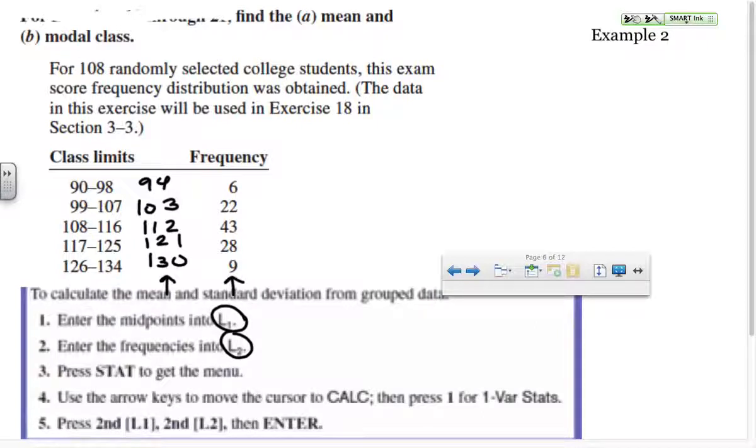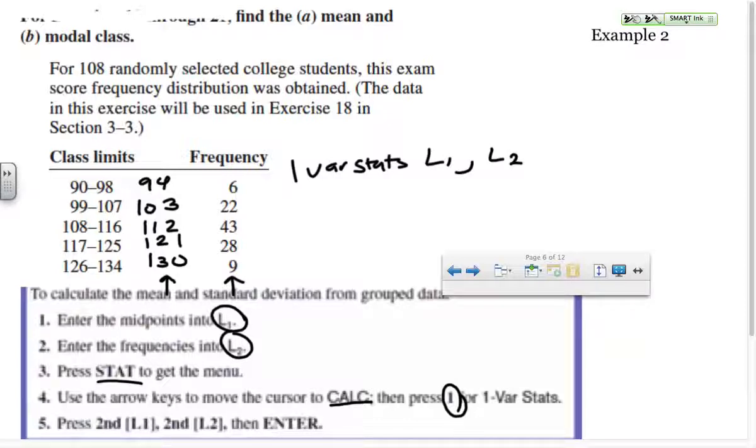Okay. Then you're going to push the stat button again. Then you're going to go over to calc, and hit 1 for one variable stats. We're still using the same thing. This is where it becomes a little interesting. If you have a TI-83, you're going to have something that says one variable stats and you're going to have to enter in L1, comma, L2, okay?